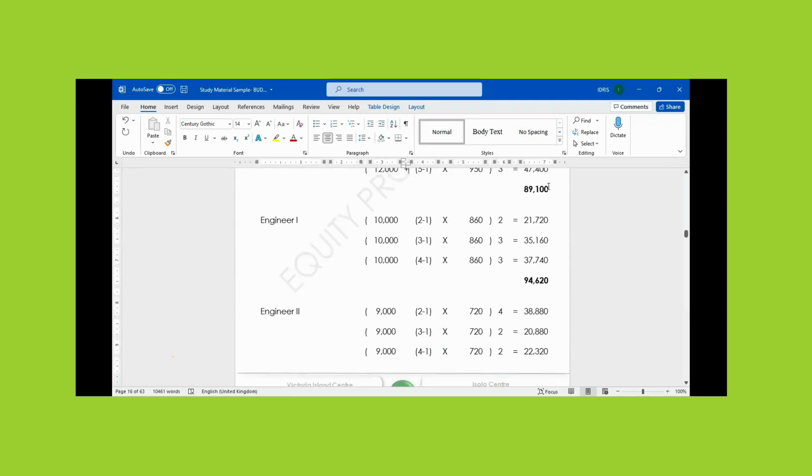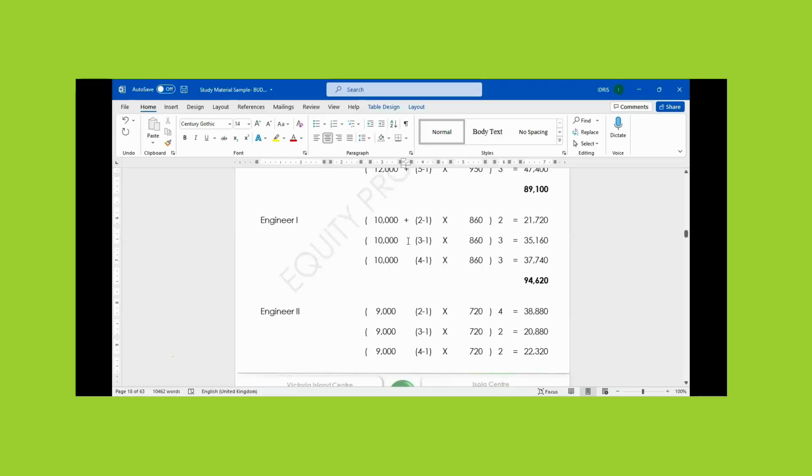Engineer 1. 10,000 is the basic salary. The basic salary is 10,000. 2 minus 1 is 1, times 860. That means 10,860. Times 2, that is 21,720.